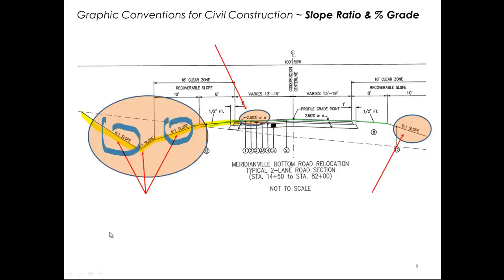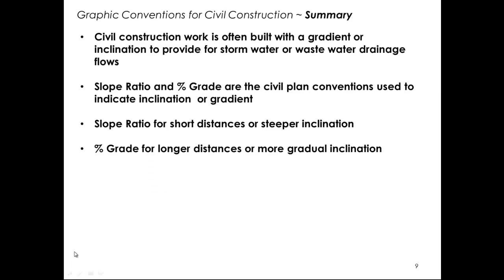Let's summarize what we've learned then about slope and grade. Most civil work is inclined or at a gradient to provide for the flow of water. Our 2 conventions, slope ratio and percent grade, are used to define the required inclination of the work. Slope ratio for shorter, steeper distances, or percent grade for gradual inclination or longer distances.